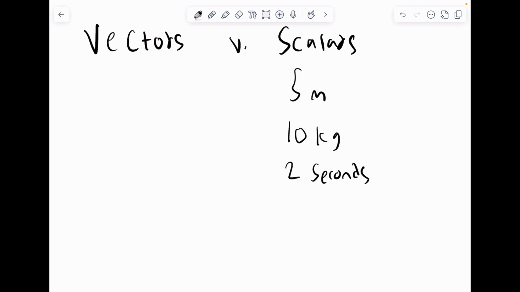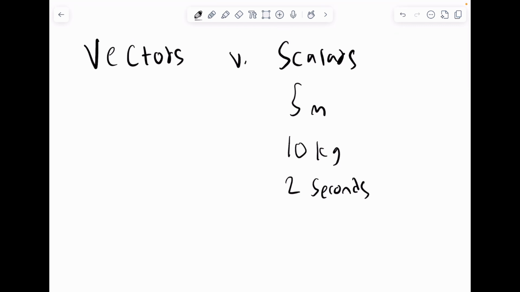This in and of itself is simply a number and a unit, which means it's only a magnitude. It has no sort of direction to it. You don't know where the 5 meters are, or what the 2 seconds are relative to, or 10 kilograms, but mass will always be a scalar, and so will time, usually.